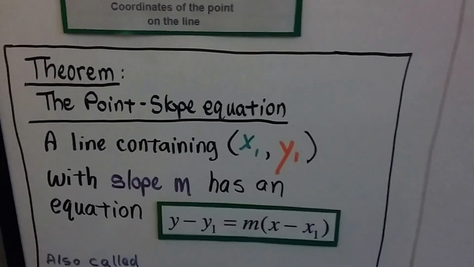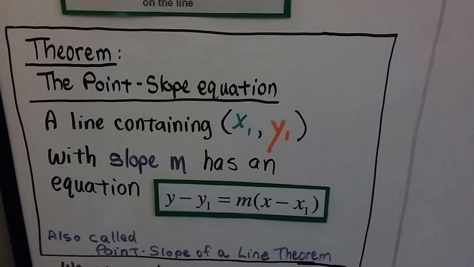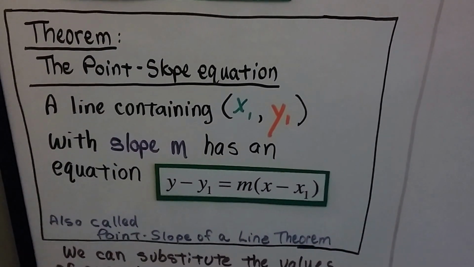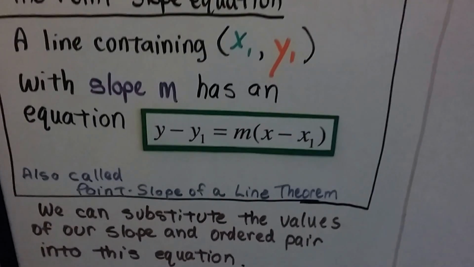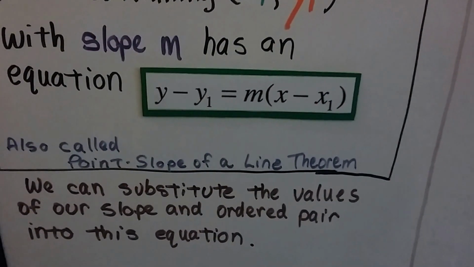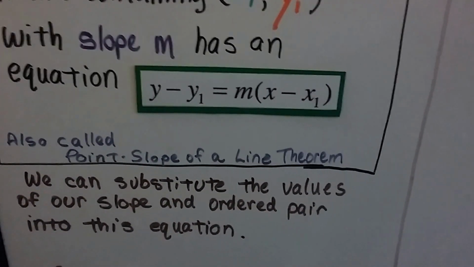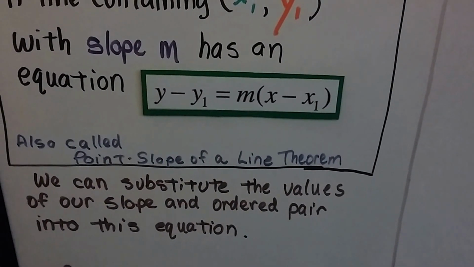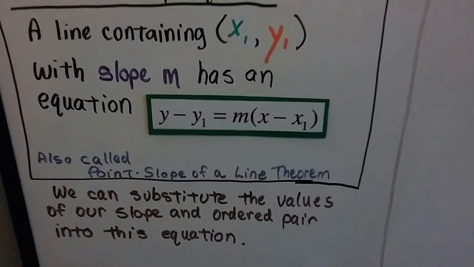So here's a theorem for you. The point-slope equation: a line containing (x1, y1) with a slope m has an equation. It's also called the point-slope of a line theorem, and we can substitute the values of our slope and ordered pair into this equation.